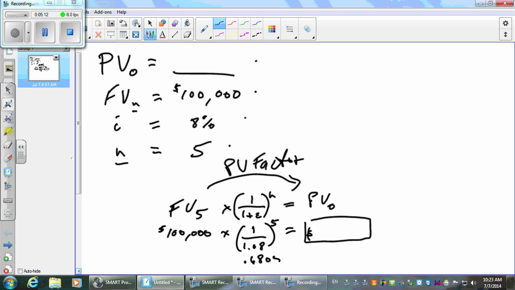6805. And a bunch more. Okay, 0.6805. What's worth 68 cents? $1 received 5 periods from now, discounted at 8%. If you invested 68 cents at 8% interest for 5 periods, what would it grow to? $1. Let's say that again.